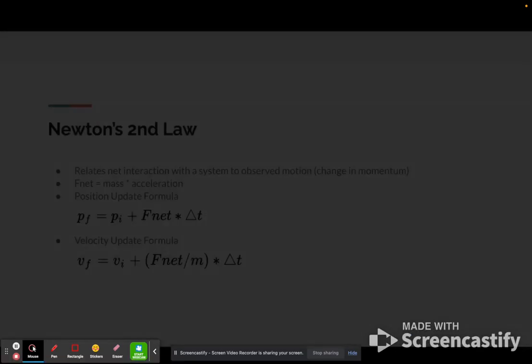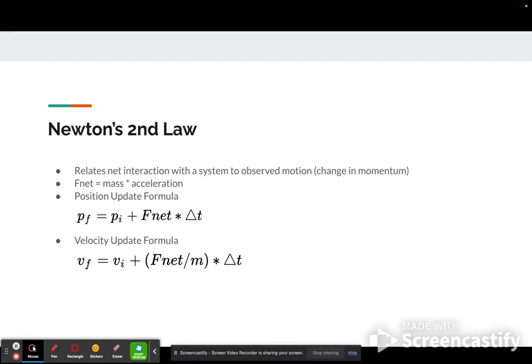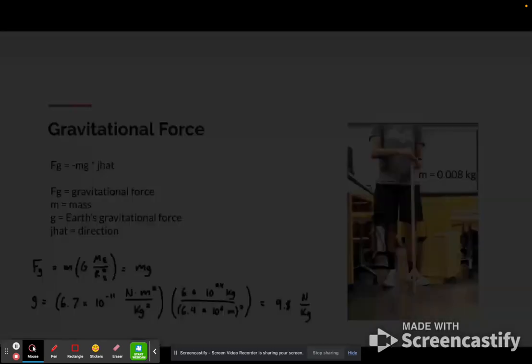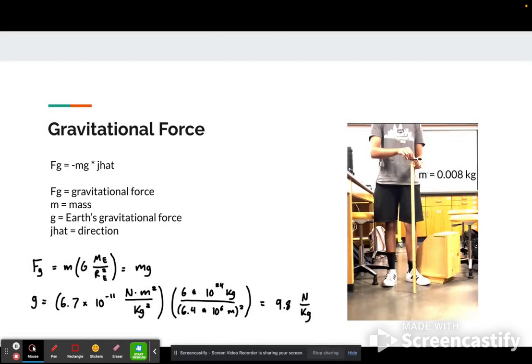Newton's second law relates net interaction with the system to the observed motion, or change of momentum. It tells us that F net is equal to mass times acceleration. From this, we get the position update formula and the velocity update formula, which are both used in our calculation loop. Gravitational force is another computational principle that we're using. It tells us how the force of gravity, mass, and the direction of that force are related.